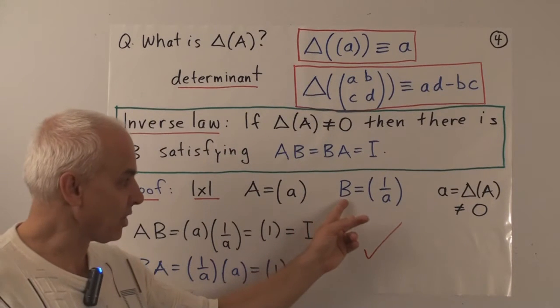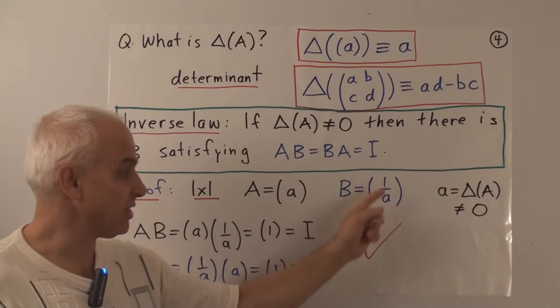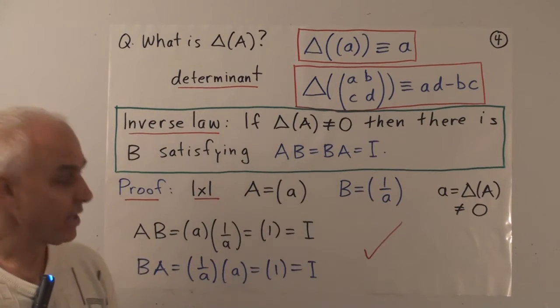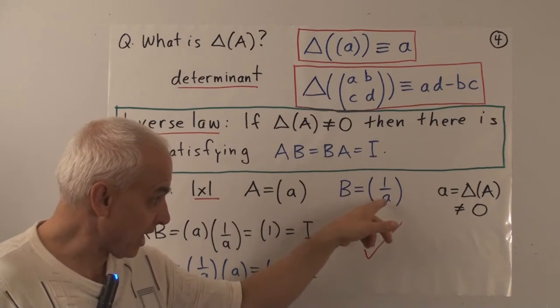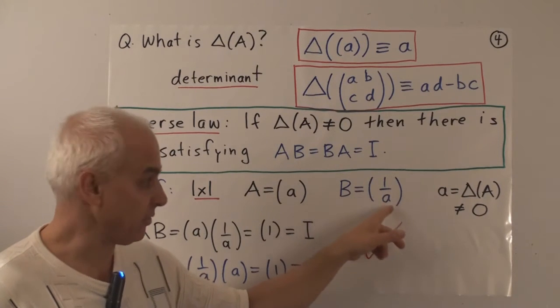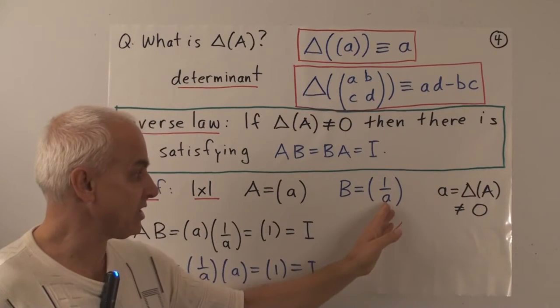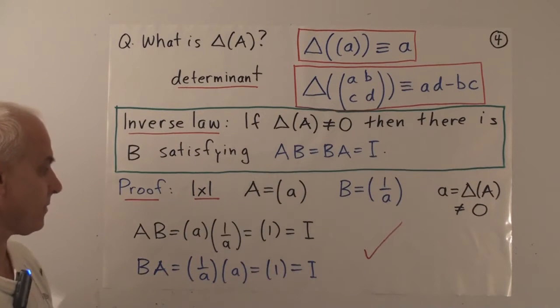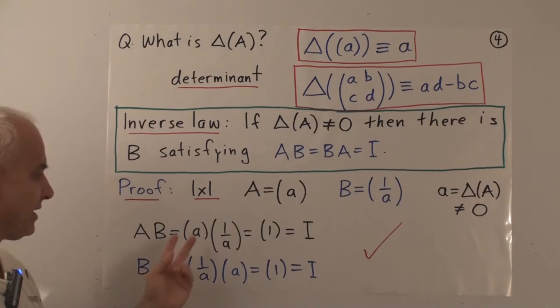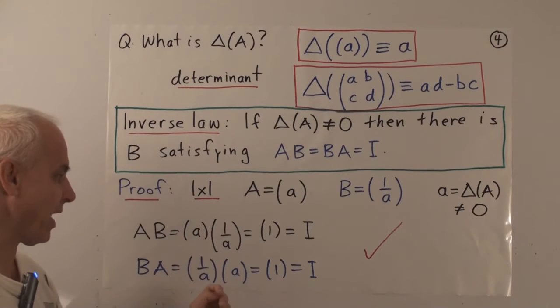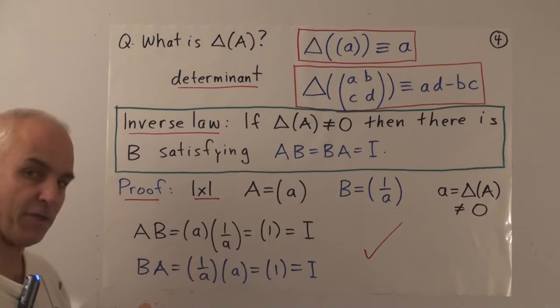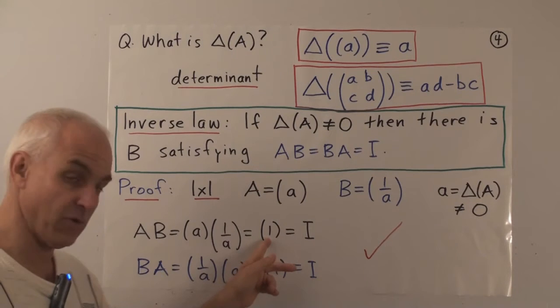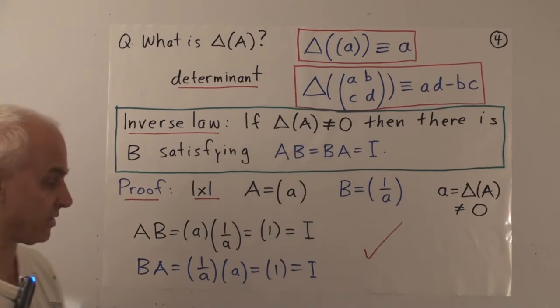In that case, let's look at the matrix B, whose entry is 1 over A. Now when you take 1 over something, you have to be careful that the denominator is not 0. So our assumption is just guaranteeing that this makes sense, that 1 over A is defined. Well, what is A times B? It's the matrix A times the matrix 1 over A. And the way you multiply, you just multiply those numbers, so you're getting the matrix with entry 1. And that's what we call the identity matrix.